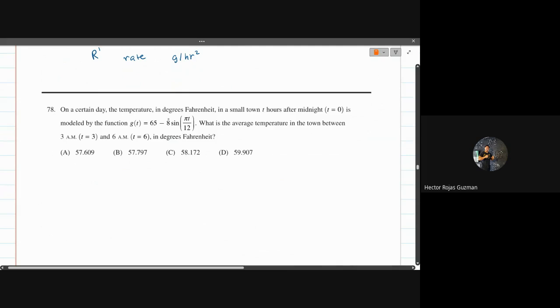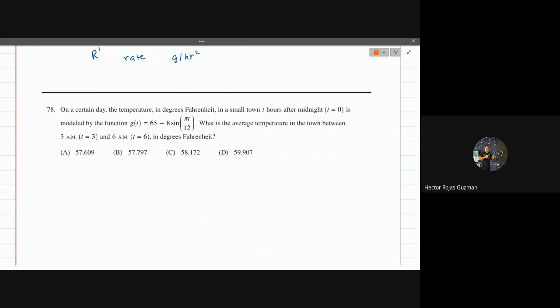Number 78. The temperature in degrees Fahrenheit in a small town after midnight, where t equals 0 is midnight, is modeled by the function g of t. What is the average temperature? Okay, we've got temperature and we want to find the average temperature. It's not the average rate of change. This is actually average value, which is 1 over b minus a times the integral from a to b of g of t dt.